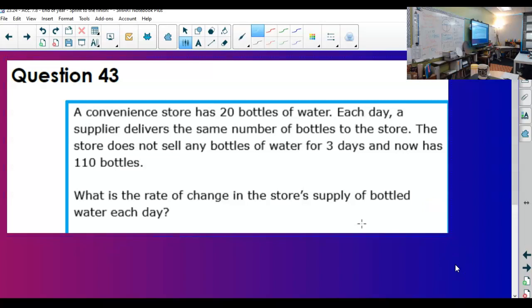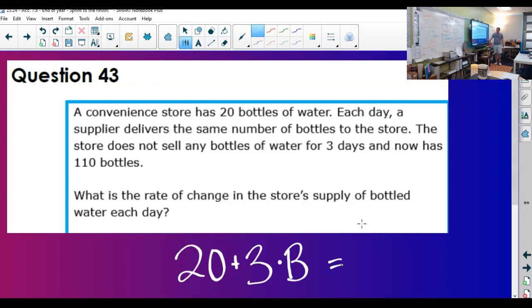This is a linear function. So, the store has 20 bottles. They gain the same number of bottles each day, and that happens for 3 days. So 3 days times however many bottles they're getting each day, and now they have 110 bottles. It's a linear function that we need to solve. Does that make sense? So we can say, well, how many bottles did they get in those 3 days? Well, take away the 20, they must have gotten 90. How did they get 90? Divide it by 3. Oh, 30 every day.